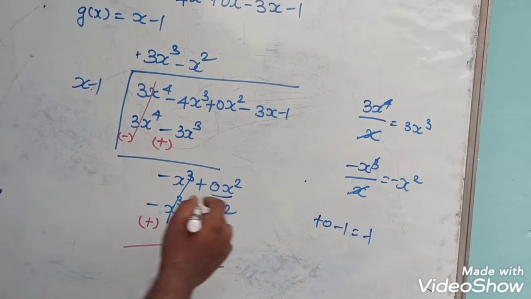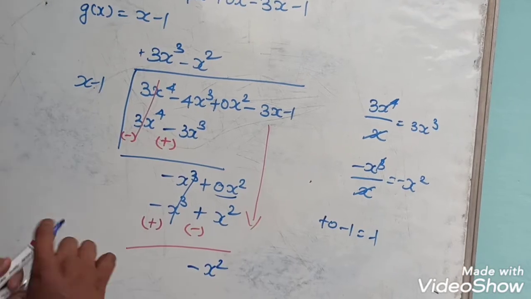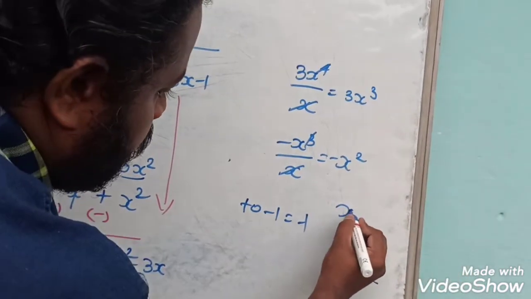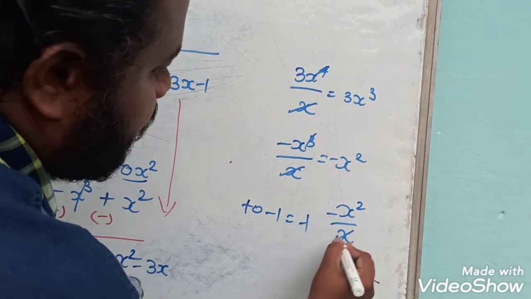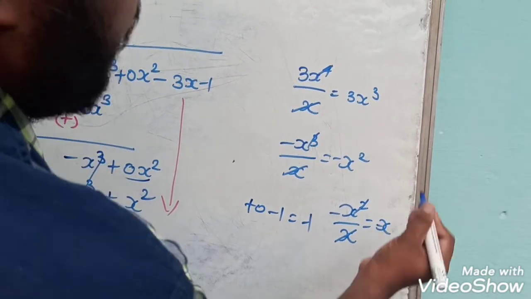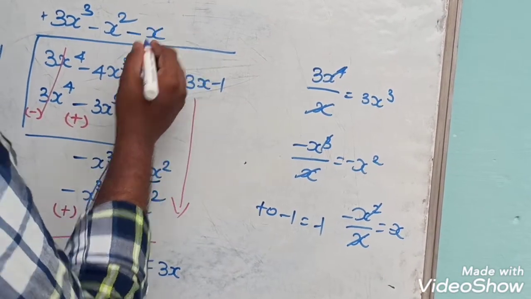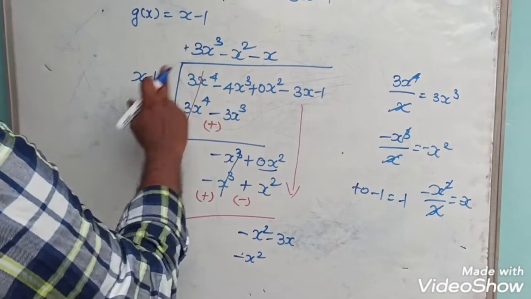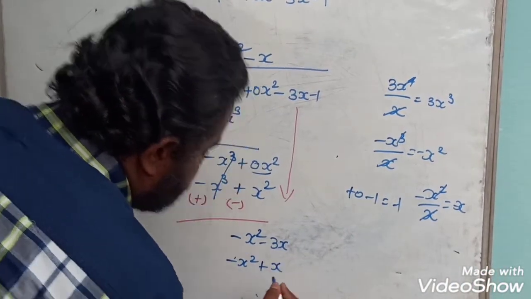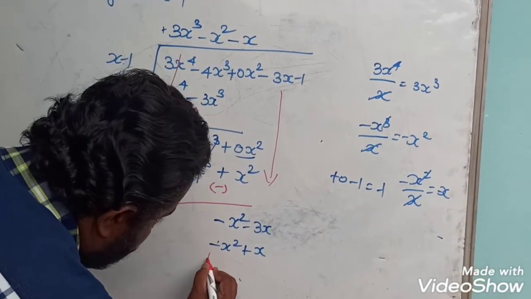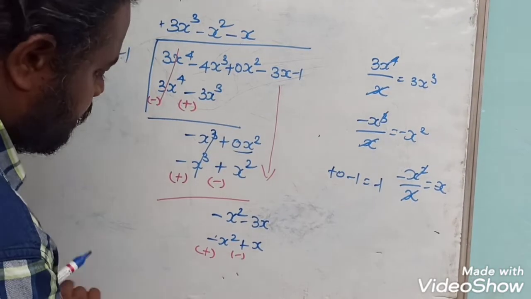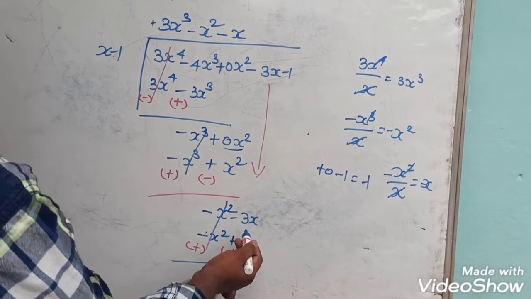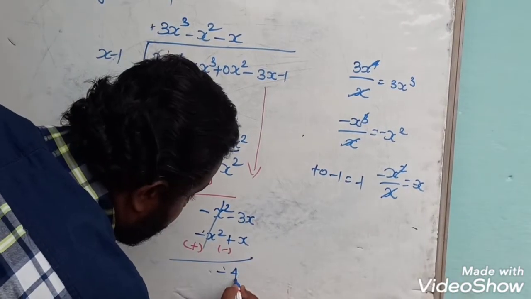So now we take another term, minus 3x. So we compare minus x square divided by x, we get minus x. So plus into minus, minus x square, minus into minus, plus x. Now again we change the symbol, plus, minus. What we get? It will cancel. Minus 3 minus 1, we get minus 4x.